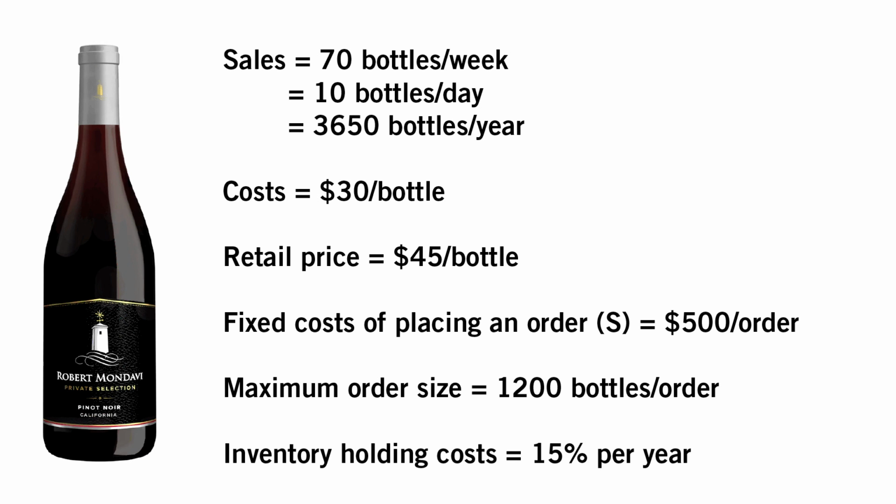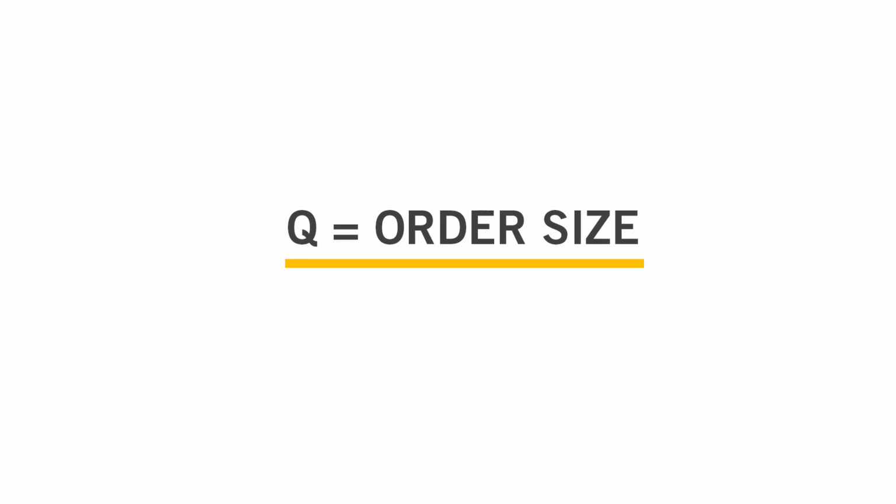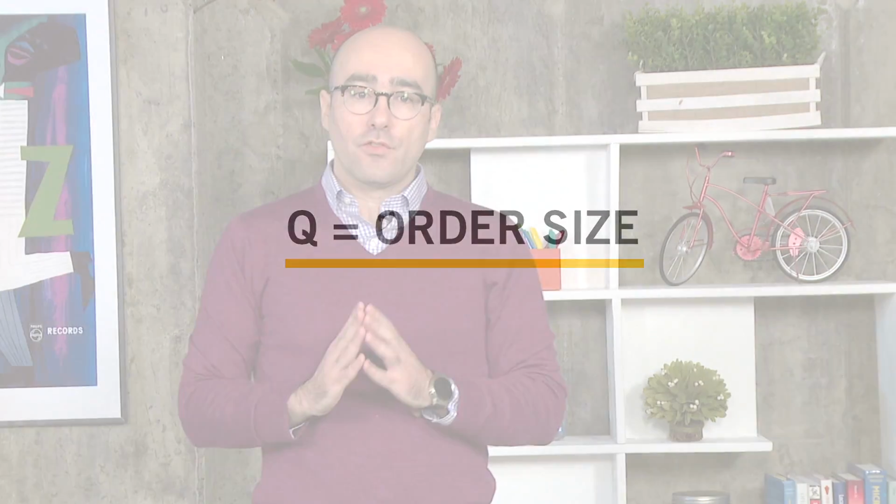The question is, how many bottles of wine should John order every time he places an order? We're going to call this quantity Q, or order size. So far, John has been ordering a quantity of 1,200 units every time, the full truckload. The reason he did that was because he wanted to split the fixed cost of $500 per order over as many bottles as possible, so the idea of filling the truck seemed like a good idea. Let's see if it actually was.